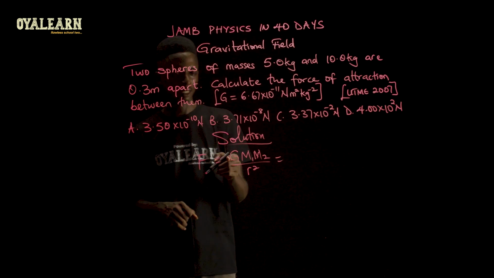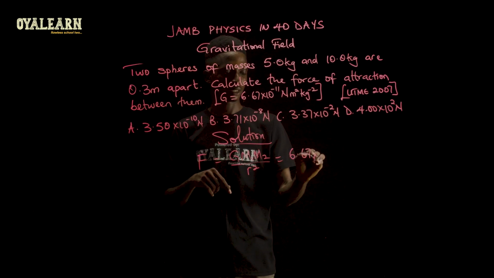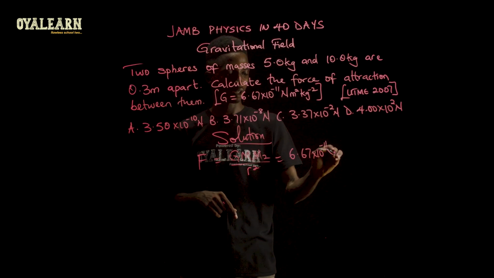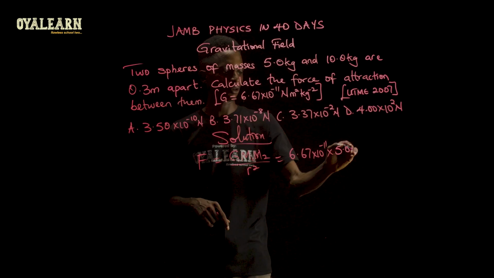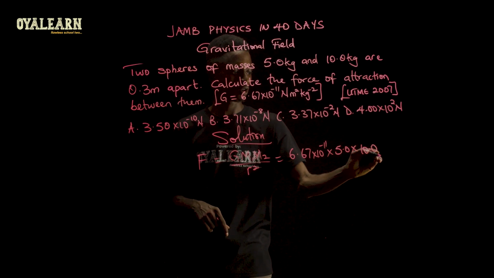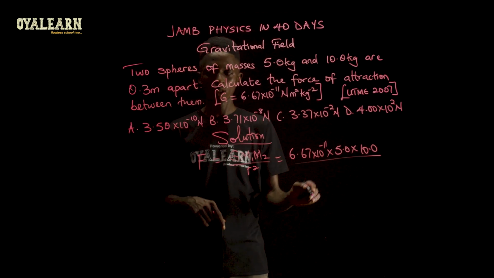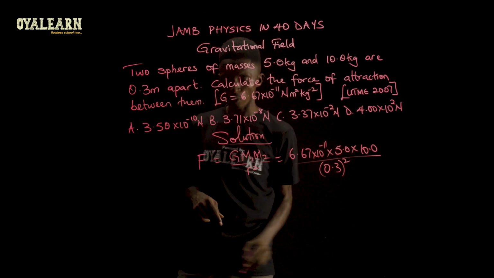So let's apply it. G, 6.67 times 10 raised to the power negative 11, multiplied by m1, 5.0, multiplied by m2, 10.0, all divided by r, which is 0.3 in brackets squared.